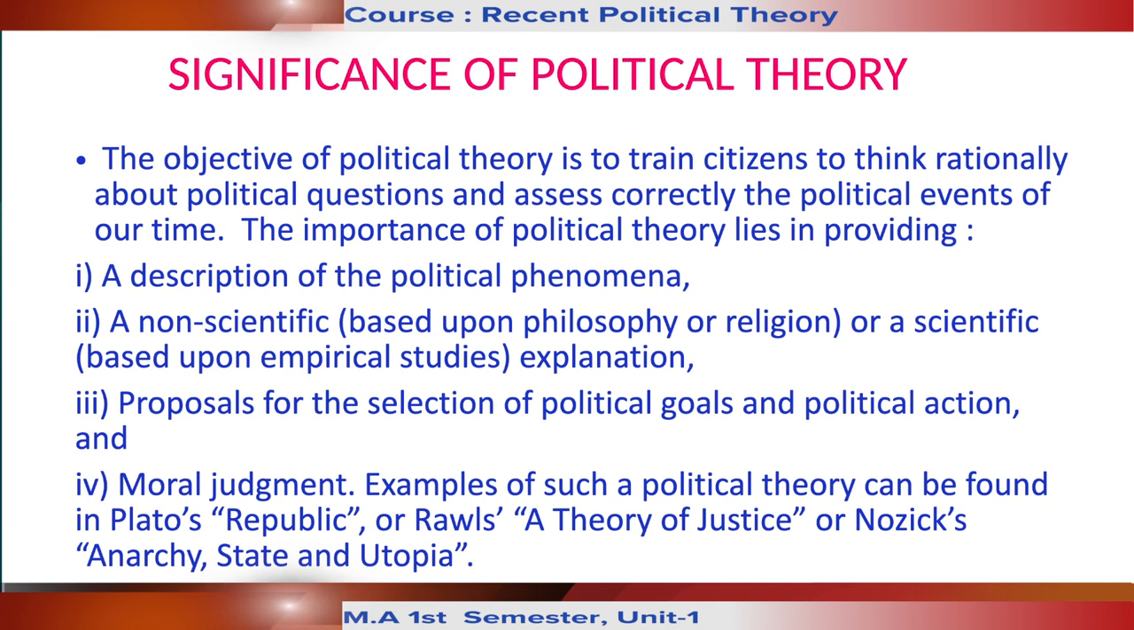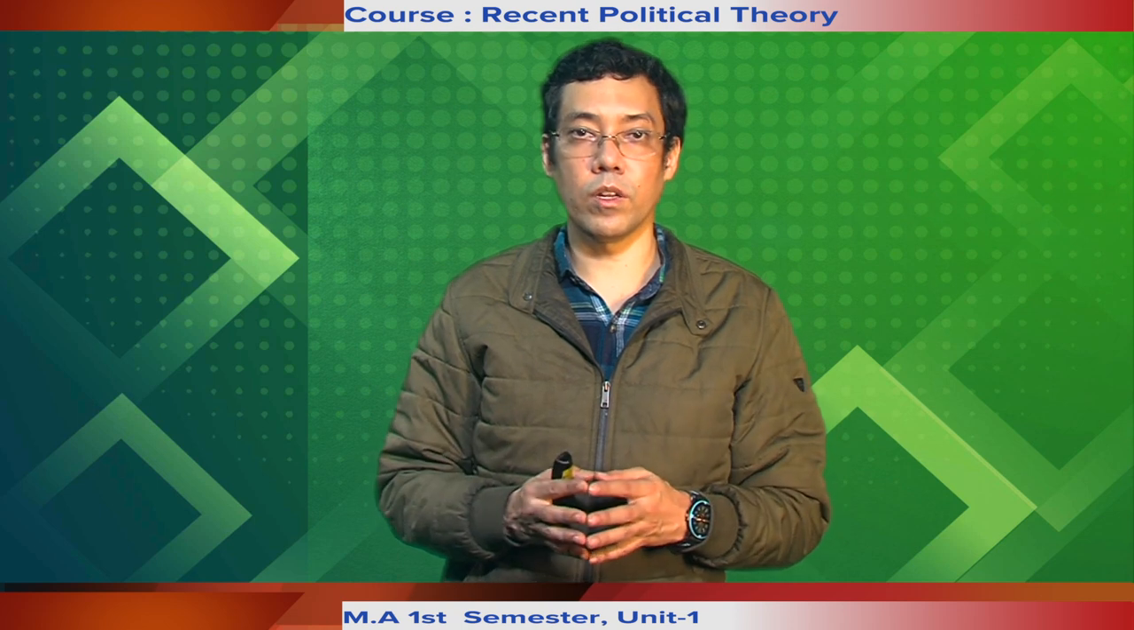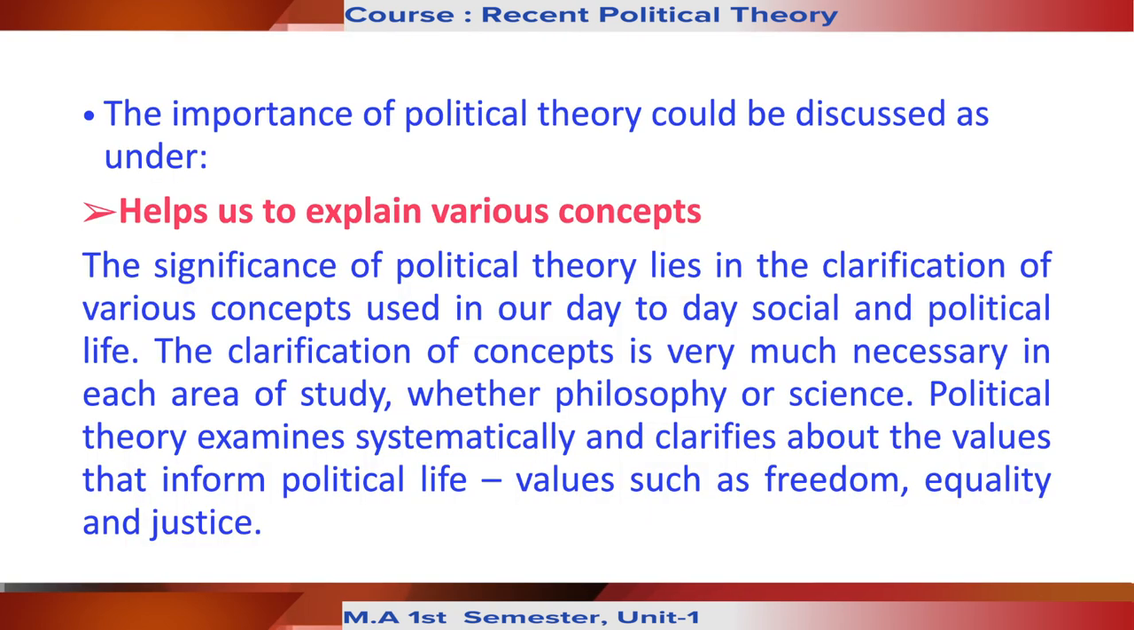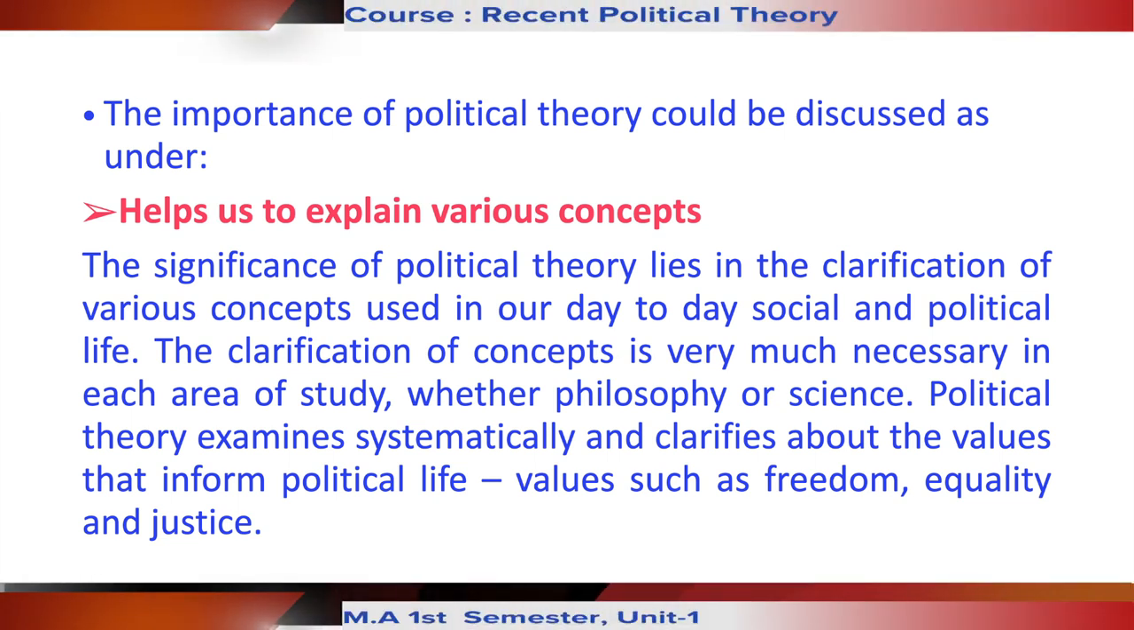Examples of such a political theory can be found in Plato's Republic, or Rawls's A Theory of Justice, or Nozick's Anarchy, State and Utopia. Now, the significance of political theory may be discussed as follows. Firstly, it helps us to explain various concepts. The significance of political theory lies in the clarification of various concepts used in our day-to-day social and political life. A clarification of concepts is very much necessary in each area of study, whether philosophy or science.